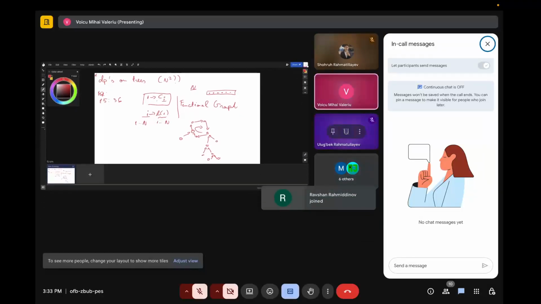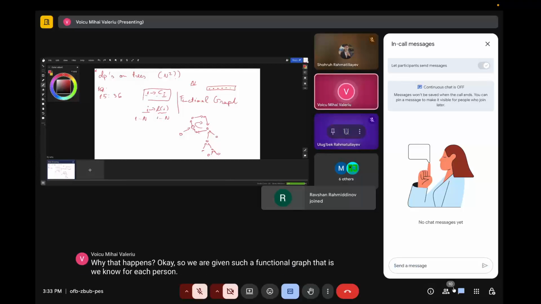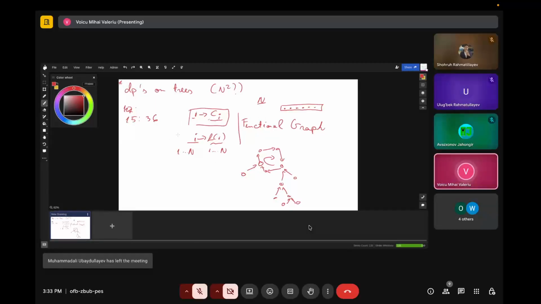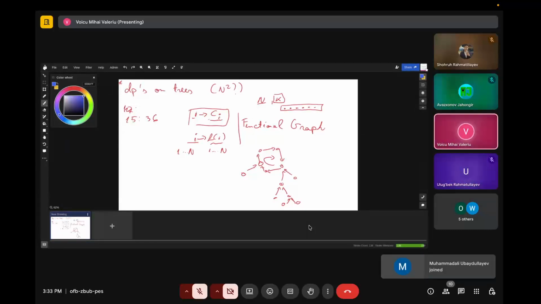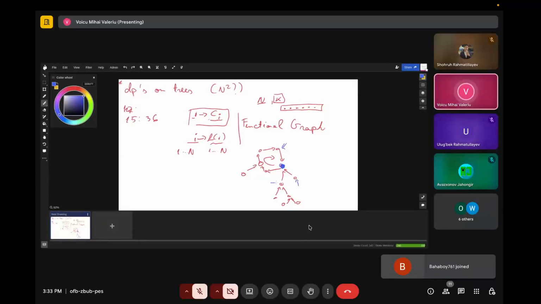Why that happens? Okay, so we are given such a functional graph, that is, we know for each person i that they want to vote with c_i. But we want to establish some chaos in this election. And for that, we can eliminate up to k candidates from participating, which means that, for example, if we are to disallow this person from participating, these three people can no longer vote with this person.